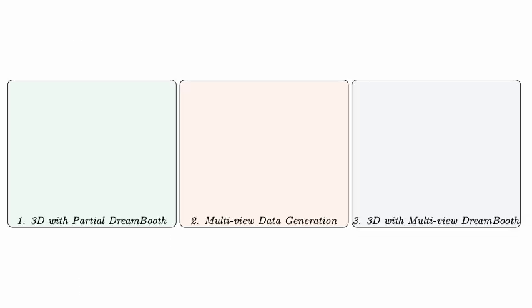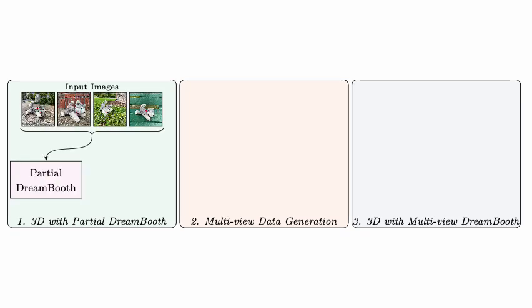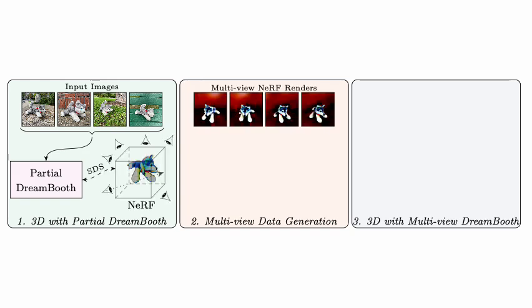We propose a novel and effective 3-stage optimization scheme for subject-driven text-to-3D generation. Given a set of subject images, we first construct a partial DreamBooth using these input images. We then use the partially trained DreamBooth to optimize an initial NeRF volume using the SDS loss. The partial DreamBooth tends to overfit less to the given subject views, and thus stage 1 produces a 3D consistent NeRF model that has partial likeness to the given subject.